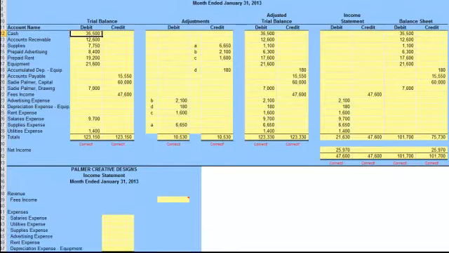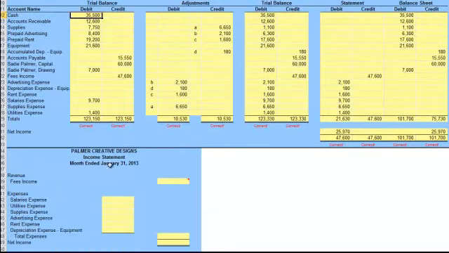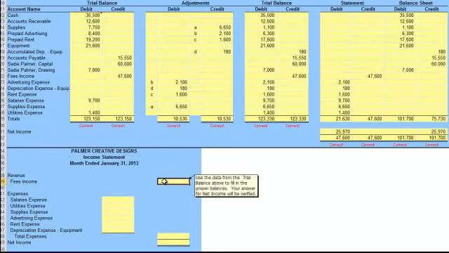So I'm going to scroll down here a bit. There's a form here for the income statement. Fees income, I'm getting this number right here from my worksheet, $47,600. I'm going to put it right here.